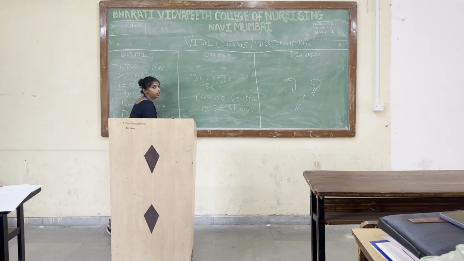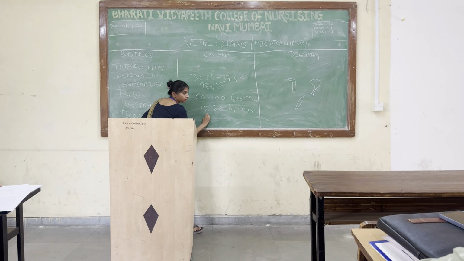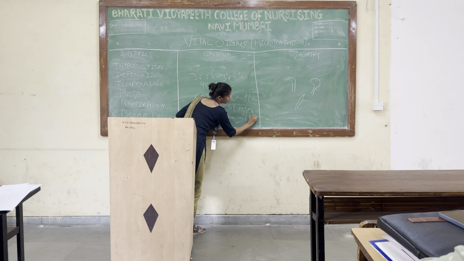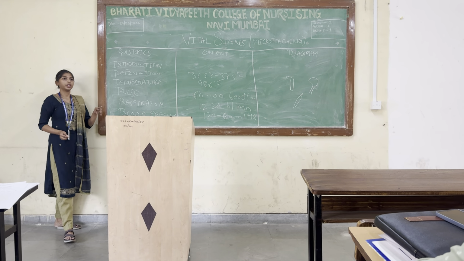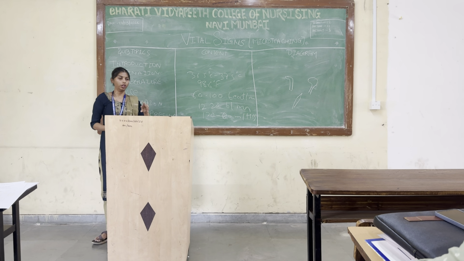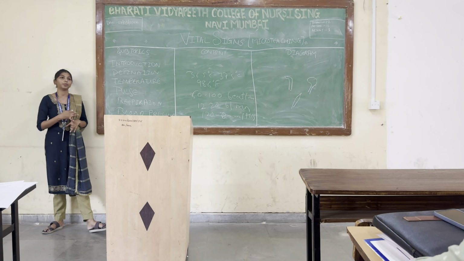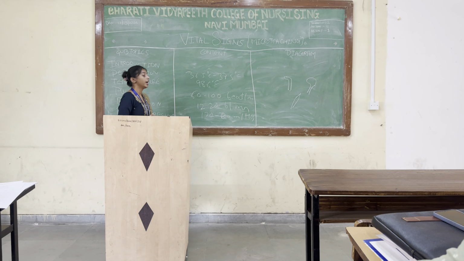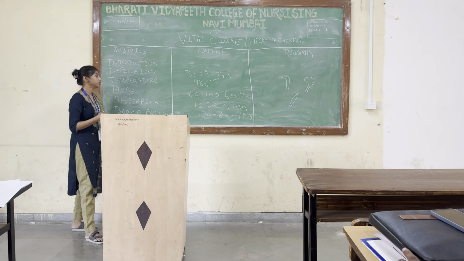Blood pressure is measured by the sphygmomanometer. Normal blood pressure is 120 to 80 mm of Hg. So there are two types of blood pressure, that is systolic and diastolic. Why are we measuring the blood pressure? To know the hypotension or hypertension of the patient, and also to assess the cardiovascular status of the patient.